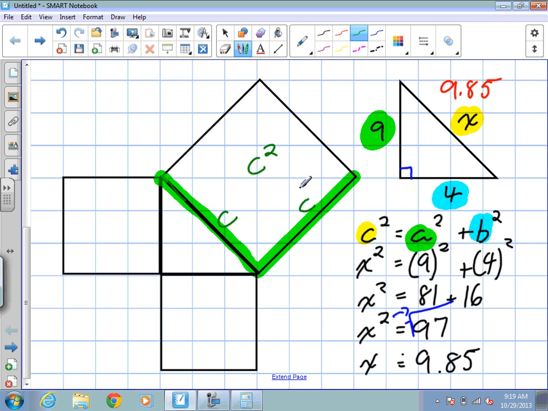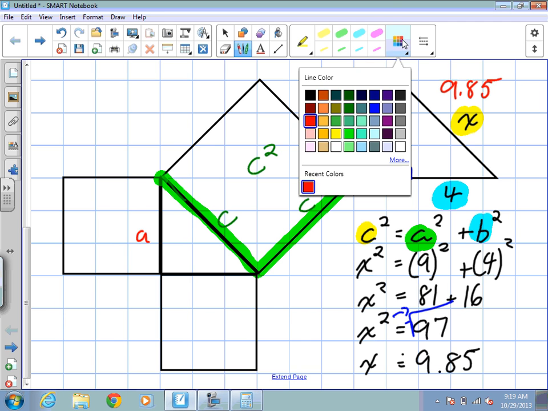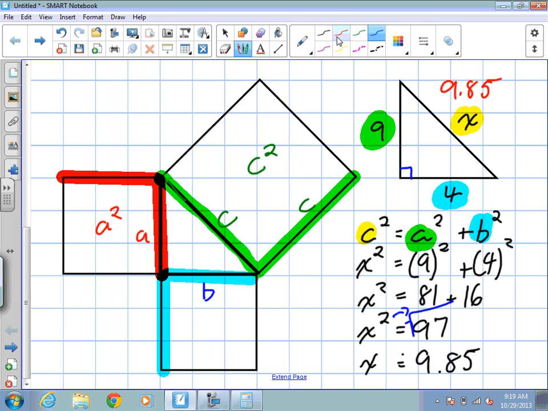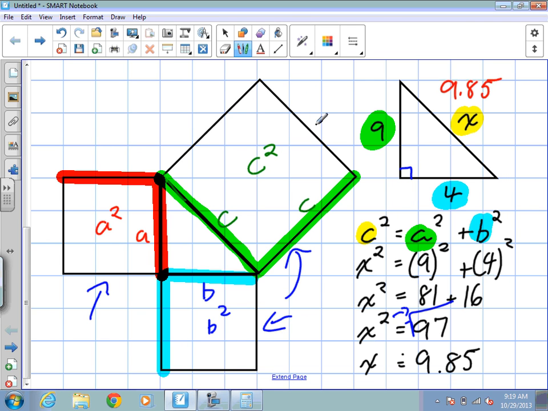Okay? If this is our side A, do I have red? I think I do. Good. The distance of this side is A. And our formula states that it's A squared plus B squared. So the area of this square is A squared. And finally, the last one, if this is our B, the area of this square here is B squared. So what this formula is stating is that the area of these two squares is equal to the area of this larger square. Okay? And that's the idea behind this.